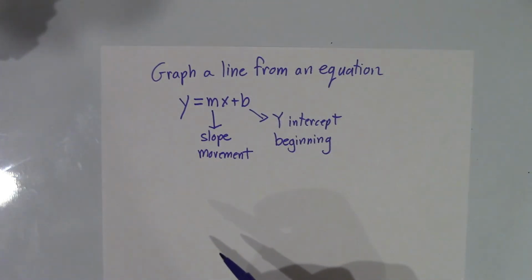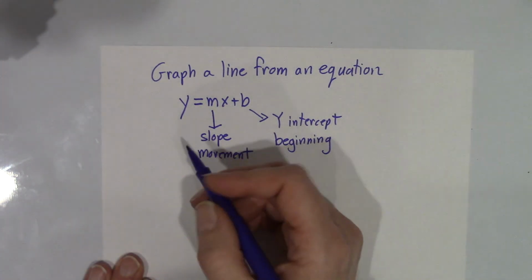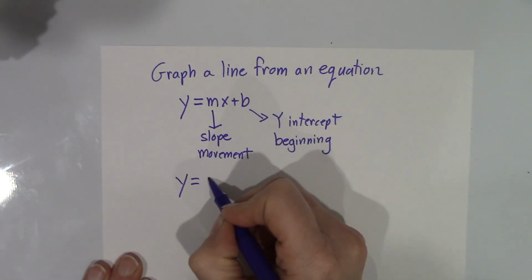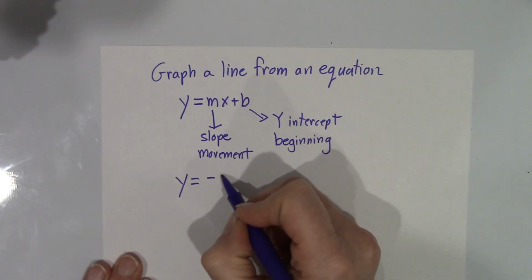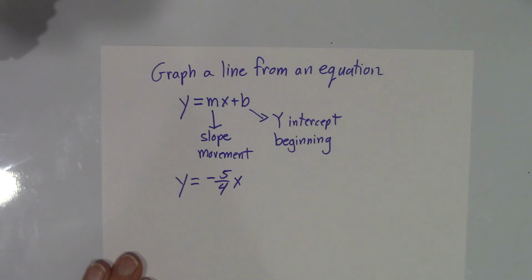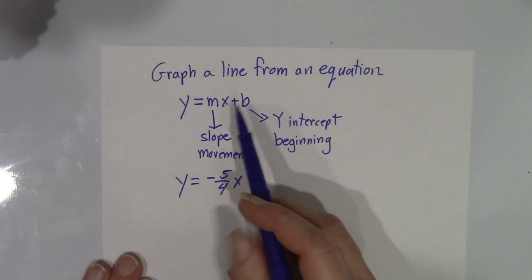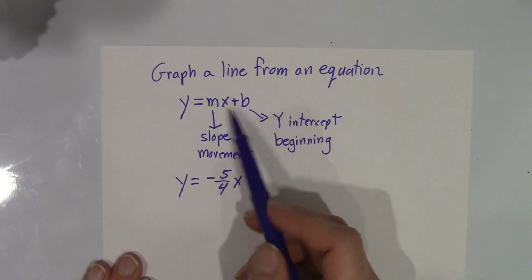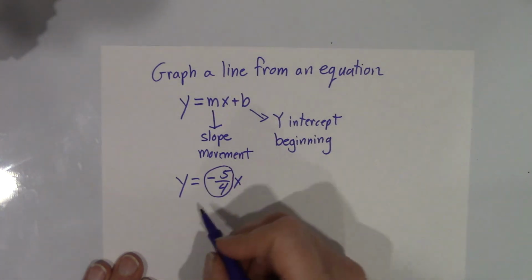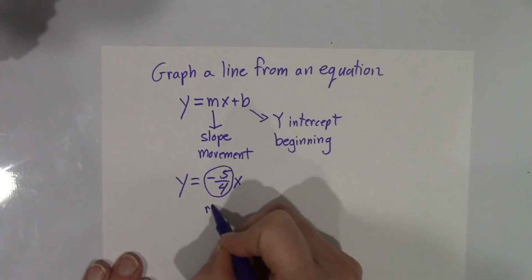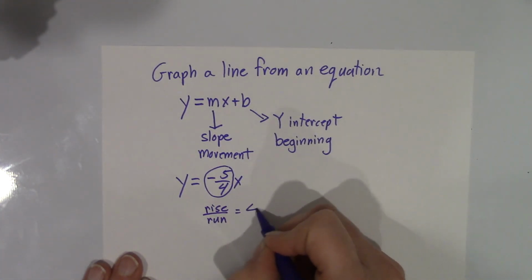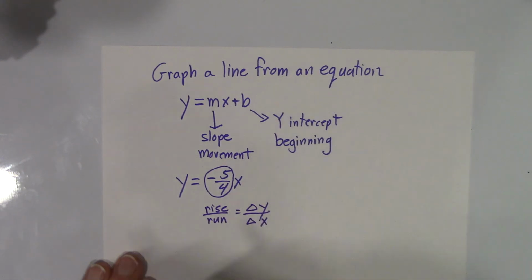Okay? So let's look at an equation for a line, like we have been. If we have a line with the equation y = -5/4 x, I know my slope is always going to be multiplied by the x. So the -5/4 is going to be my slope. And we know that slope equals rise over run, or change in y over change in x.